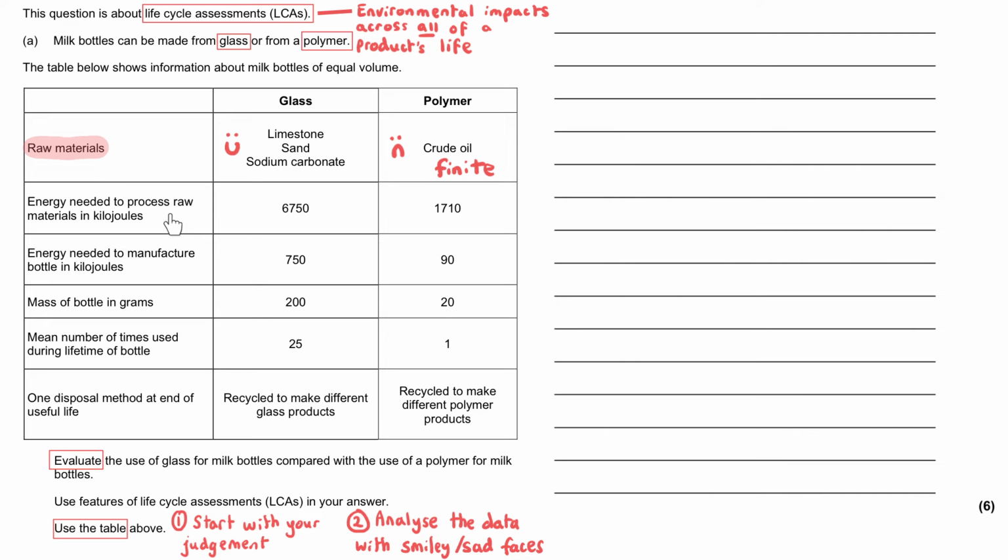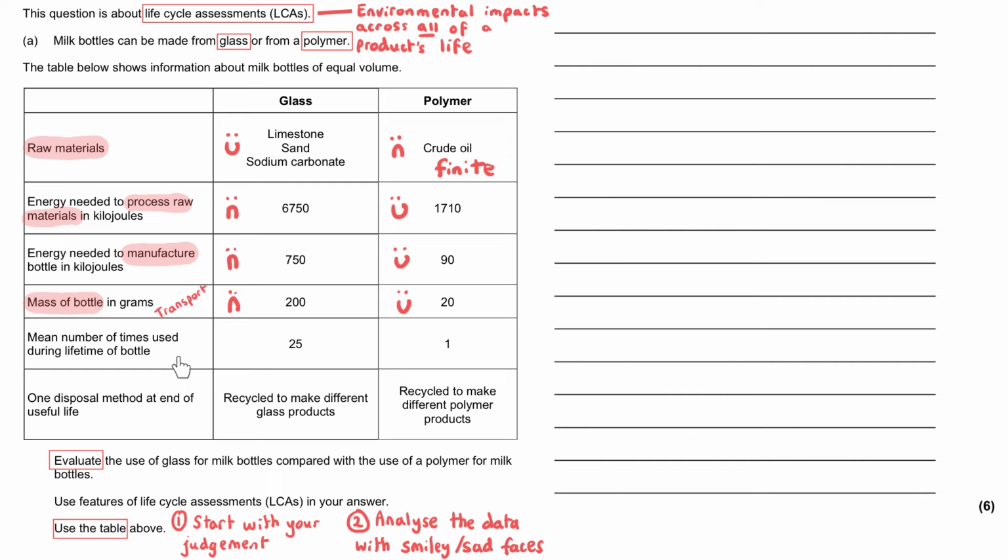The energy needed to produce the raw materials, 6,750, that's more energy than 1,710. So the glass has got a sad face, the polymer a happy face. The energy needed to manufacture the bottle, well, the glass again has more energy requirements and the polymer has less. The mass of the bottle in grams, it's not obvious why that matters, but the fact that the glass is heavier is definitely worse for the environment because that will impact on the energy resources needed to transport the bottles.